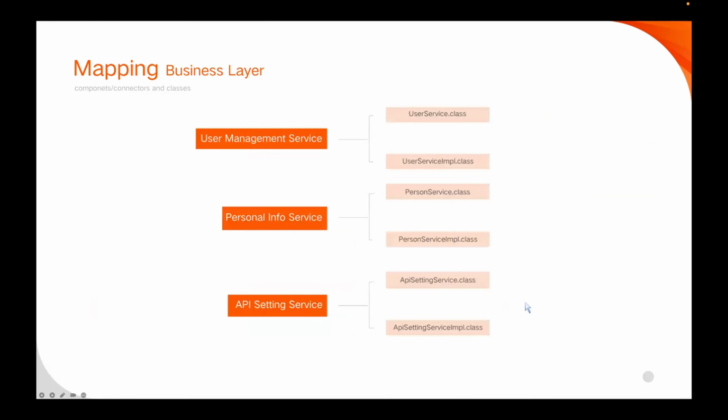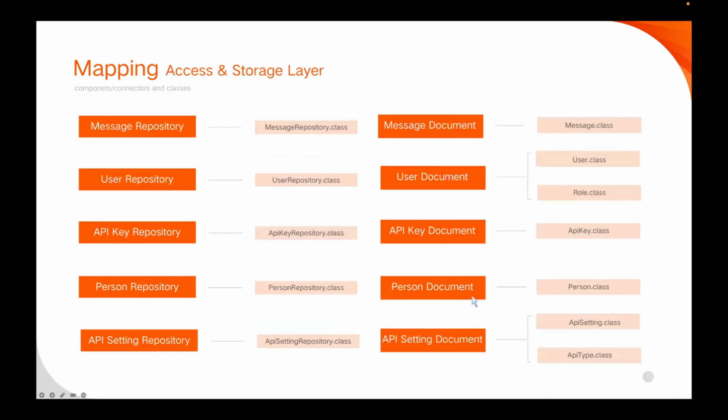And finally, in the data access and storage layer, each table corresponds to a repository interface for query statement passing. We also have one or more entity classes for each table, since some tables may require more than one storage. Overall, this mapping diagram helps us to better understand the relationship between the different components, connectors, and the classes in our architecture.